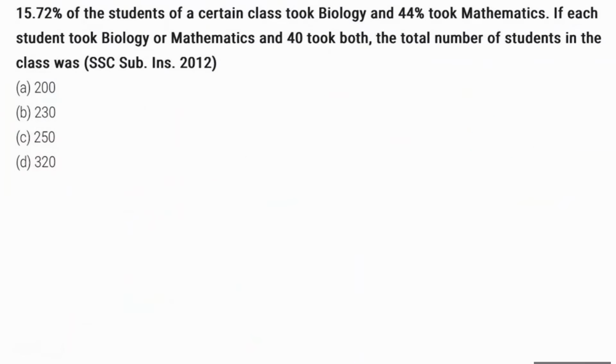72% of certain classes take biology and 44% take mathematics. Venn diagram. The Venn diagram is a bit to solve.